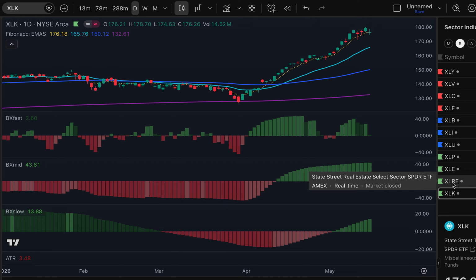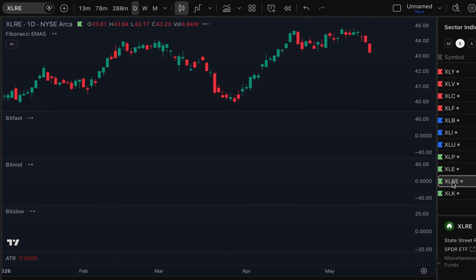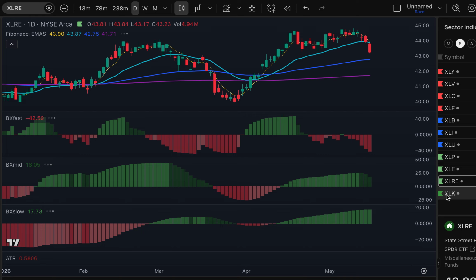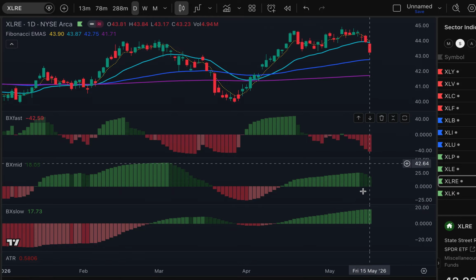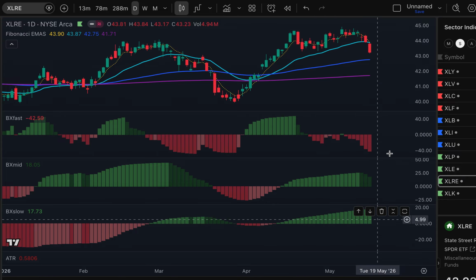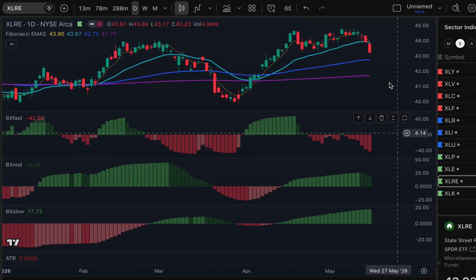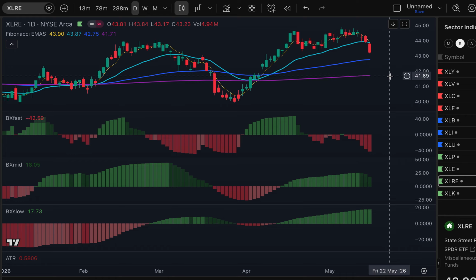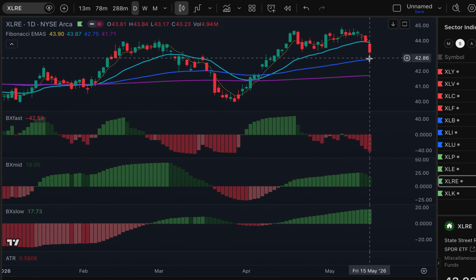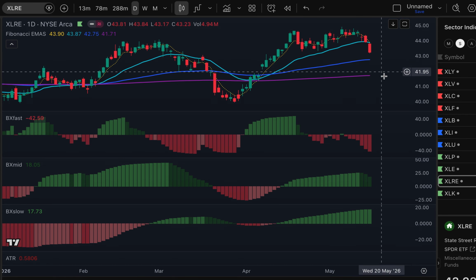If we go to the real estate sector, XLRE, and I've color-coded these. I didn't mention it on the other slide, but I color-coded these according to their BX slow indicator. So XLRE: long-term momentum is still looking good, but the midterm and short-term are fading, and it's closed well below the 21 EMA.